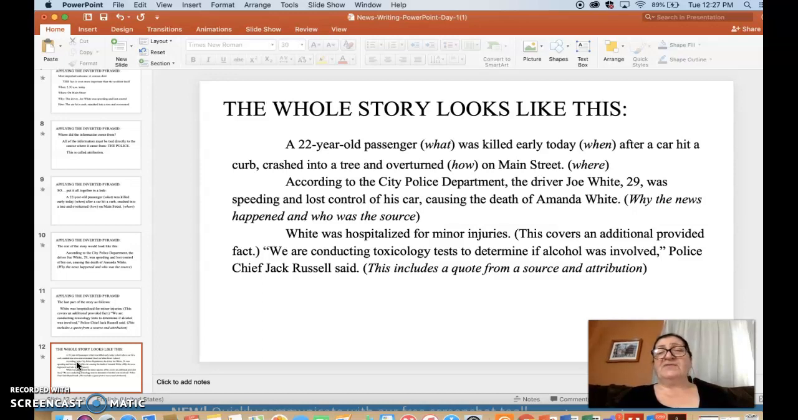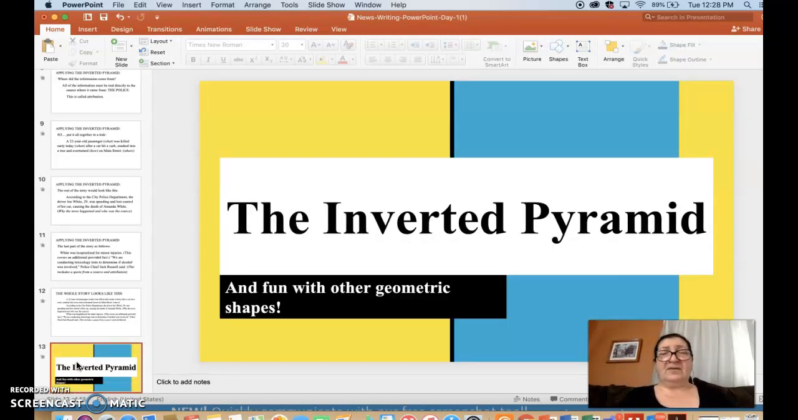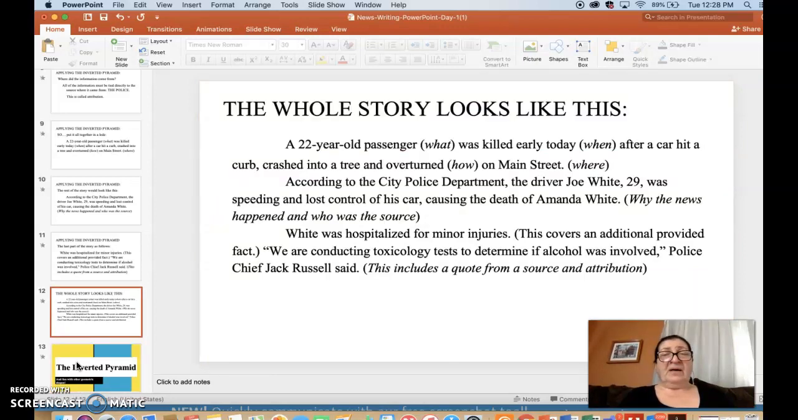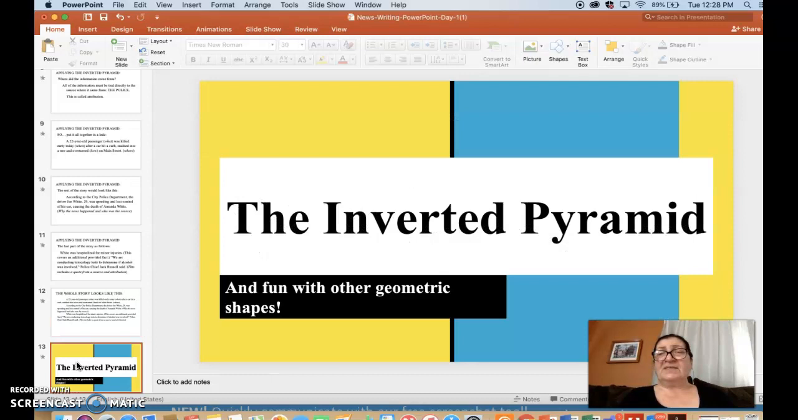White was hospitalized for minor injuries. So this is the additional fact, and we're conducting toxicology tests to determine if alcohol was involved, Police Chief Jack Russell said. That's a quote from the source. So this is the inverted pyramid style. So we will have fun with this geometric shape and maybe others.